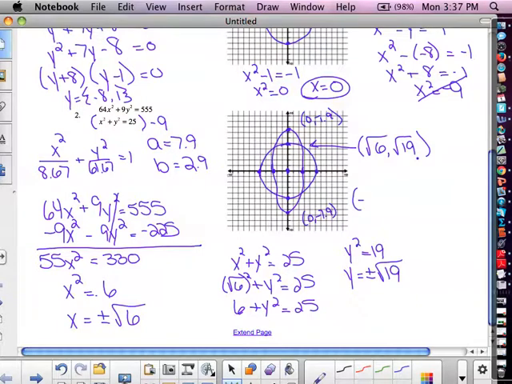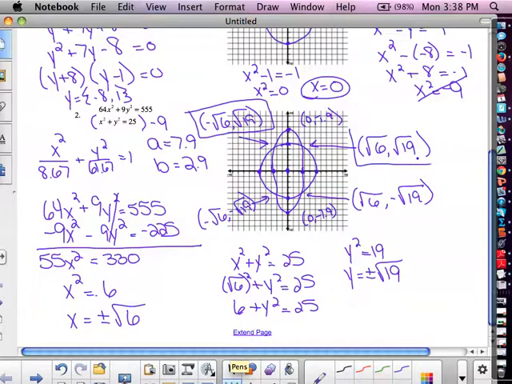Then negative, nope, sorry, that's positive square root of 6 on this side. Square root of 6 and negative square root of 19 here. On this side, I have negative the square root of 6 and the square root of 19. And then here, I have negative square root of 6, negative square root of 19. So these 4 solutions are the answers to this particular system of equations.